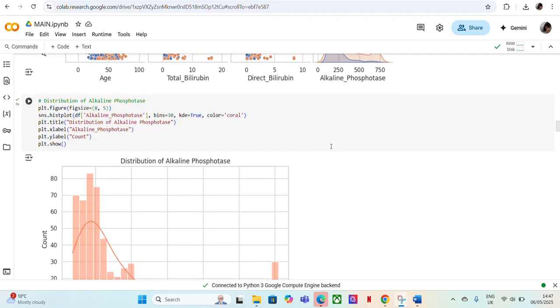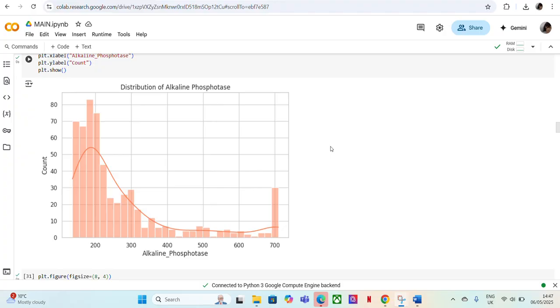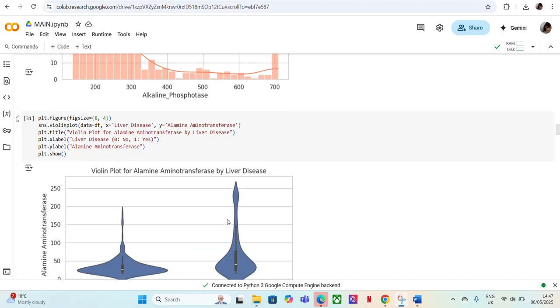Next is the distribution of alkaline phosphatase. These bars represent how many people have a certain range of values, for example, between 100 and 150, or between 150 and 200, like that.